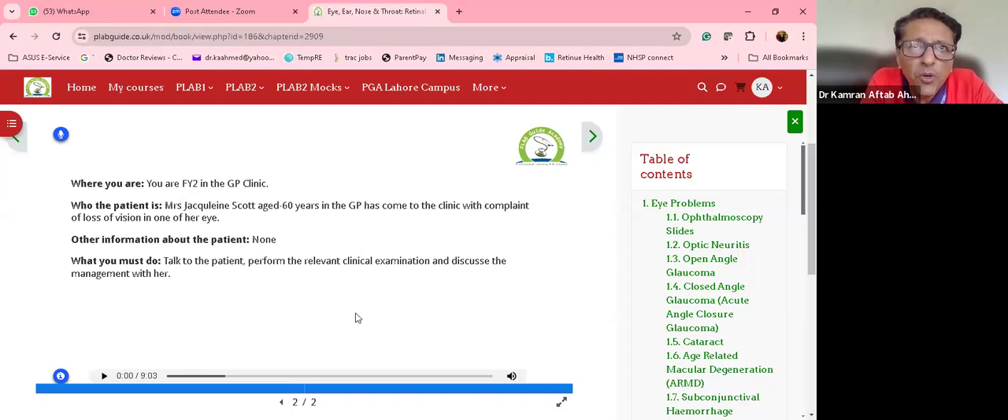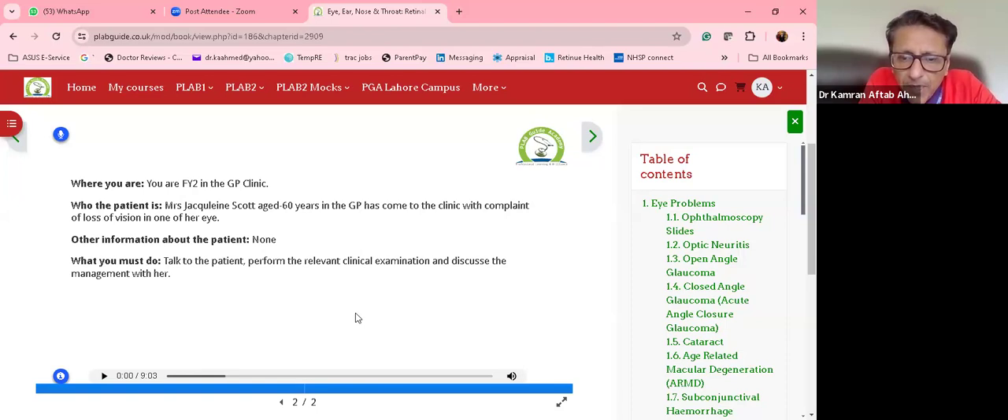So how will you explain to the patient that they have a retinal detachment? You will tell them that the retina is the back layer of the eye, and it is attached to the back. But due to one reason or another, this layer has separated, and that's why they are not able to see. So this layer needs to be reattached at the back with the help of surgery.